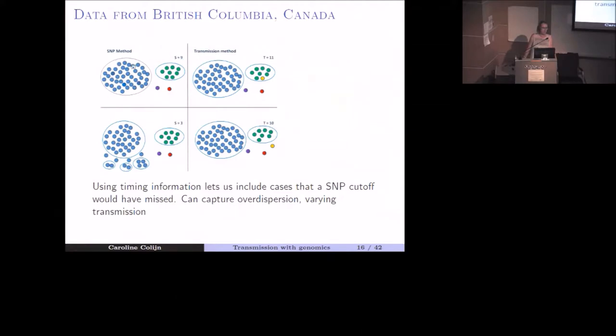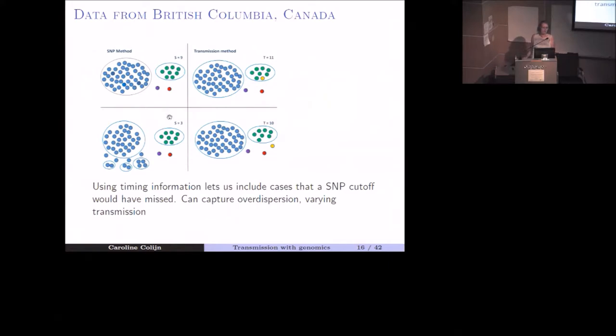All these cases are in the same cluster in both, and all these cases are in both, and these guys are in the same cluster. We have one yellow one who jumped from cluster to cluster when we started thinking about timing and transmission as well as just SNPs. And then if we refine, of course, as you shrink your cutoffs, you expect to get more and more smaller clusters, and these break up in very different ways as you do that.